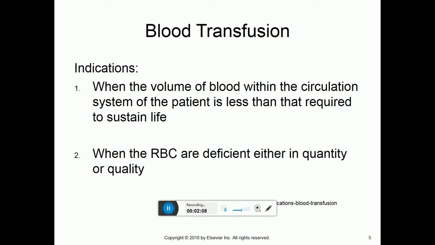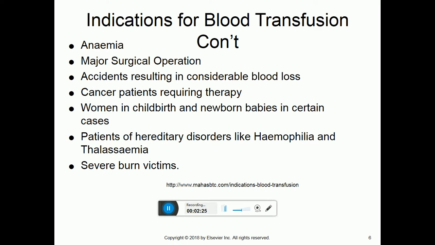So why might someone have a blood transfusion? It's when the volume of blood within the circulatory system of the patient is less than that required to sustain life, or when red blood cells are deficient either in quantity or quality. Some indications for blood transfusions are anemia, major surgical operation where someone lost a lot of blood, accidents resulting in considerable blood loss, cancer patients requiring therapy, women in childbirth and newborn babies in certain cases, patients of hereditary disorders like hemophilia and thalassemia, and severe burn victims.